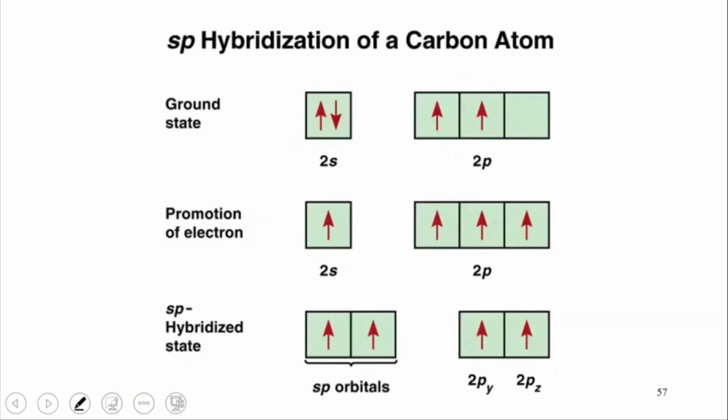Let's look at another possibility. Once more, I take the ground state of carbon there on the top. I promote an electron to generate 4 half-filled atomic orbitals. And this time, I'm going to select to only take 2 of them to make hybrids, which are going to be the sp orbitals. That means that there are going to be 2 unhybridized orbitals, pz and py. In other words, these are going to be perpendicular to each other.